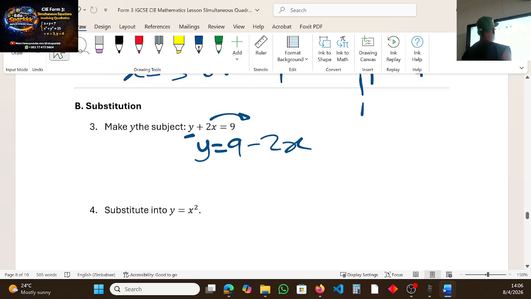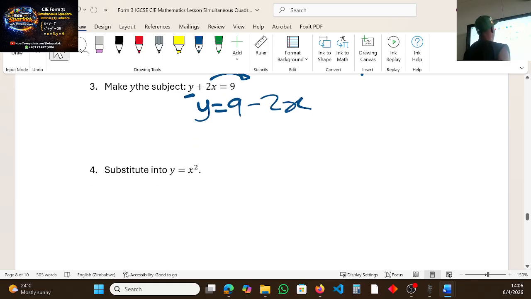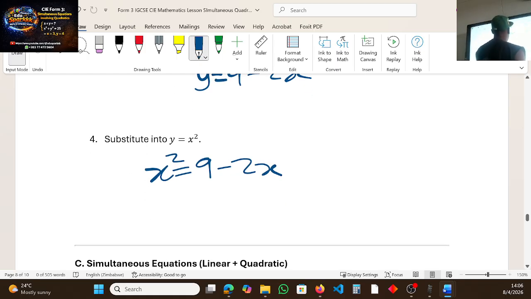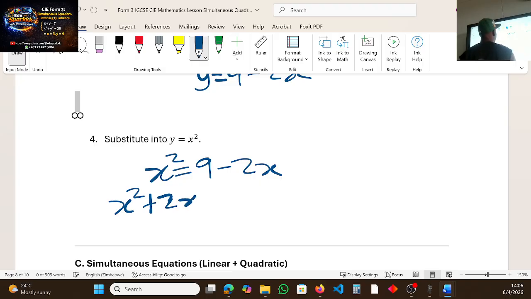Then the next part I'm required to do a substitution where I let y be equal to x squared. So my next part is going to be x squared is equal to 9 minus 2x. Then what do I do from here? I'm going to put my equation in standard form. In other words, x squared plus 2x minus 9 equal to 0.